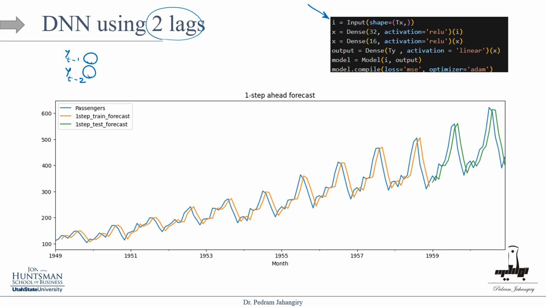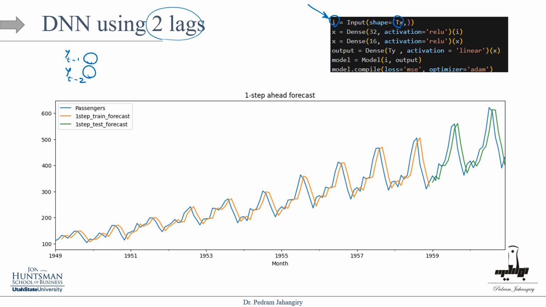But what I'm using here is a TensorFlow functional API approach. So that's why we are putting these layers on top of each other. So I have an input layer, this tx. If you remember from the machine learning course, this is the dimension of my feature space. So how many lags am I using? In this case, I'm using 2.